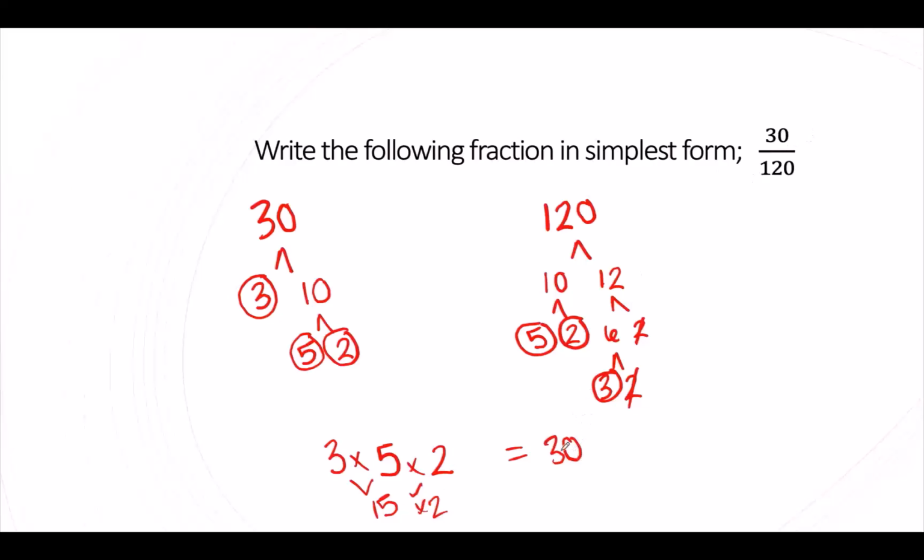So now that we have the greatest common factor, what should we do next? Well, we know that the greatest common factor will divide both the numerator and the denominator evenly, so let's divide. 30 divided by 30, or the numerator divided by the greatest common factor, is 1, and 120, the denominator, divided by the greatest common factor of 30, is 4. So my reduced fraction is 1 over 4, or 1/4.